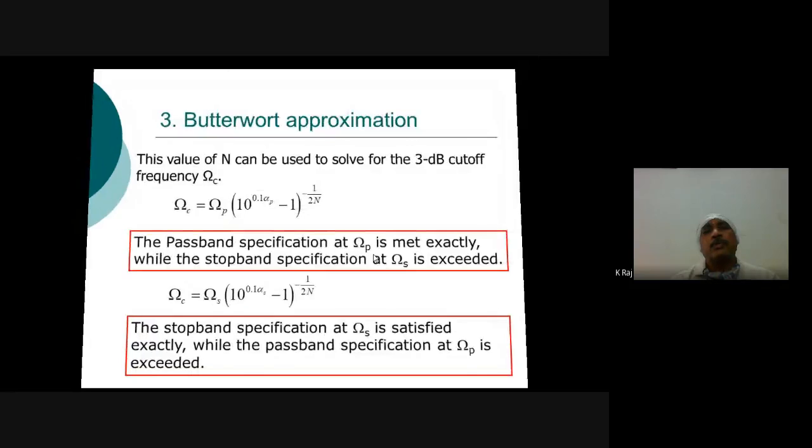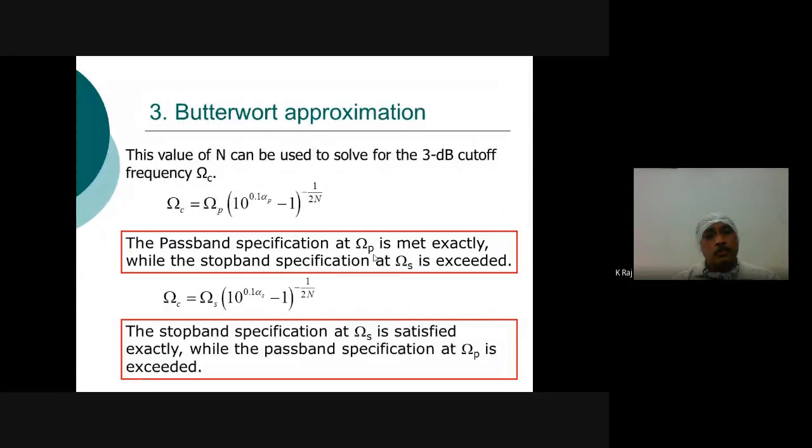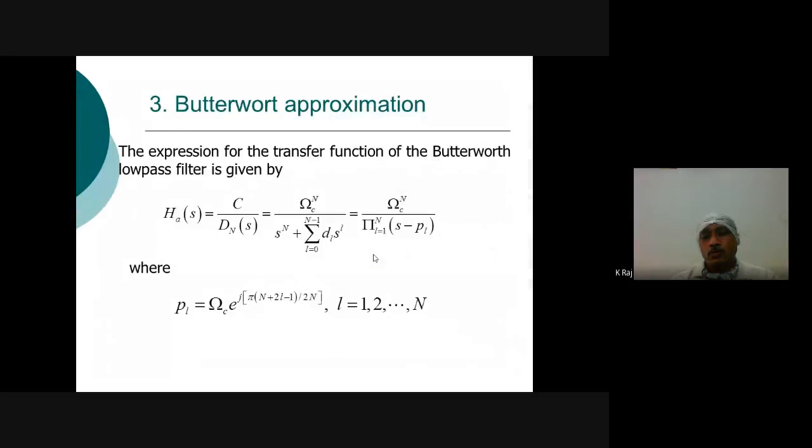After the computation of n, our approach is to calculate omega c. After the calculation of n and omega c, we calculate the roots of the polynomial and then describe H(s), which is the transfer function of the filter in the analog domain. Now that we have designed the filter in the analog domain, by using different types of approximation we will transform these specifications from the S domain into the Z domain. So this is one approach of the approximations.